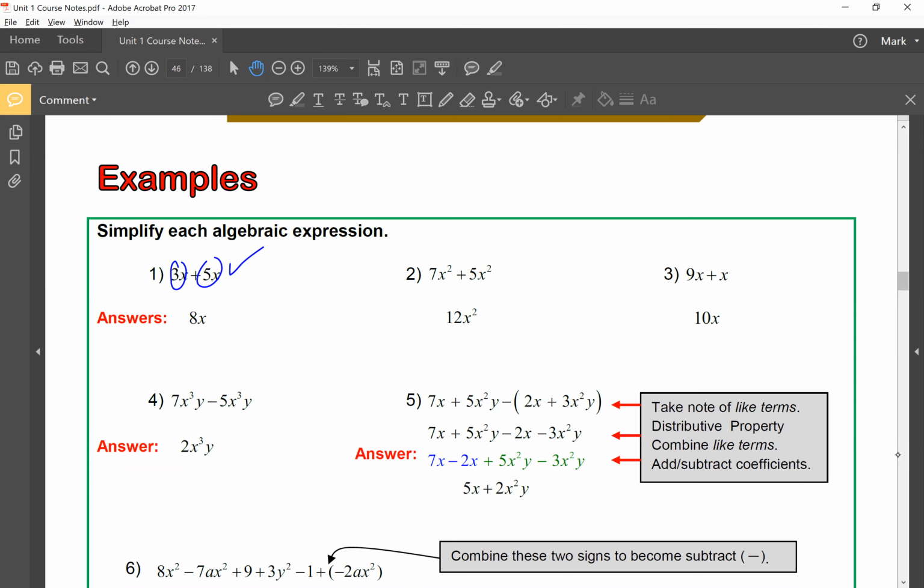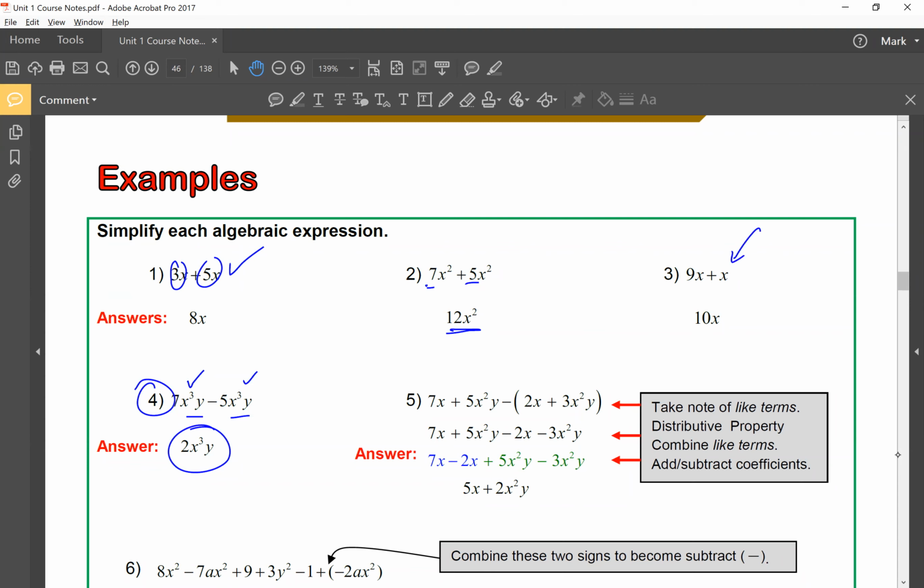If this was a subtract sign, like you'll see in number 4, 7x cubed y, 5x cubed y, these are like terms. 7 minus 5 is 2. So the answer would be 2x cubed y. Number 2, again, same thing, right? 7 plus 5, I have 12x squared.